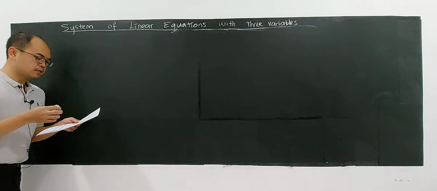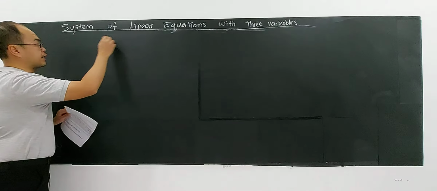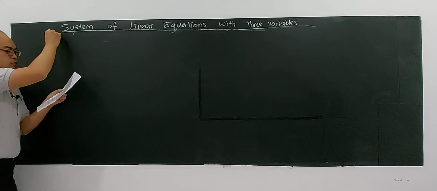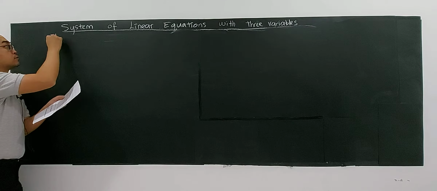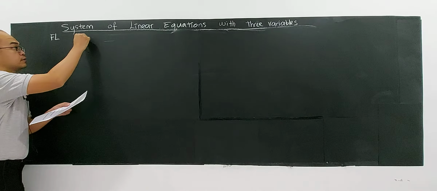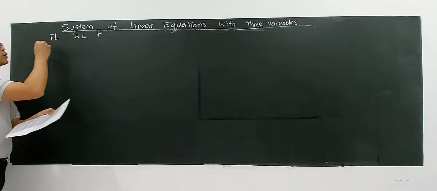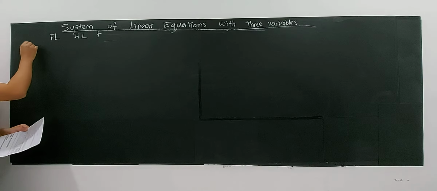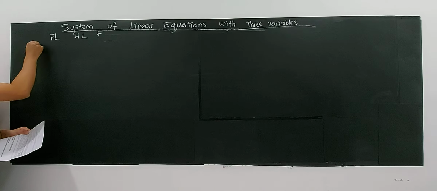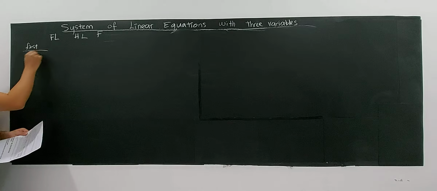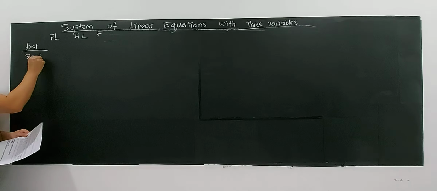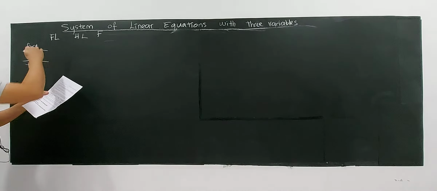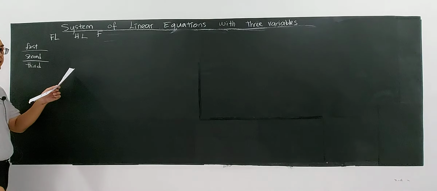So there is the first month, the second month, and the third month. If you see the table there, they have full leather, half leather, and fabric. This is by column. By row, this is the first month, second month, and third month. So the first row represents the monthly commission.